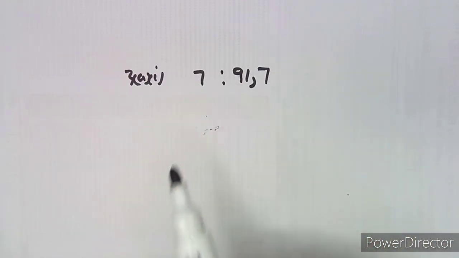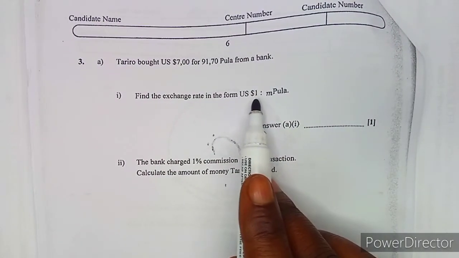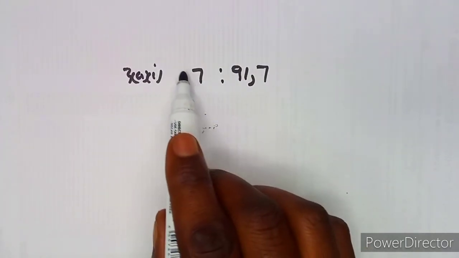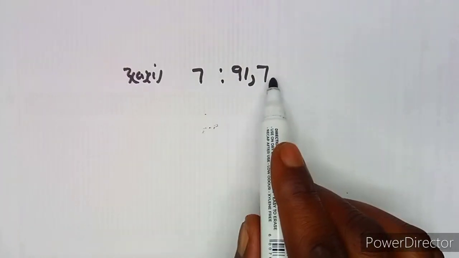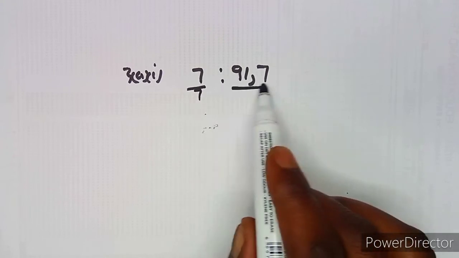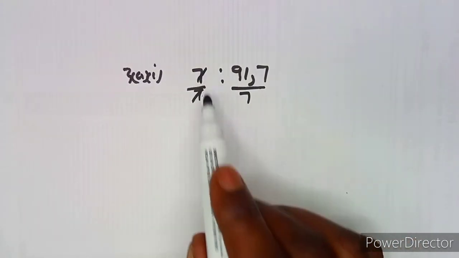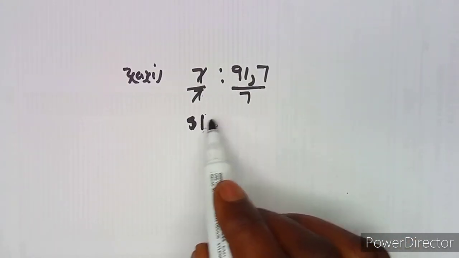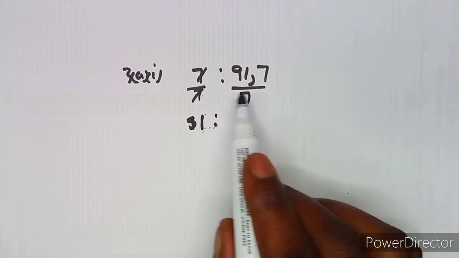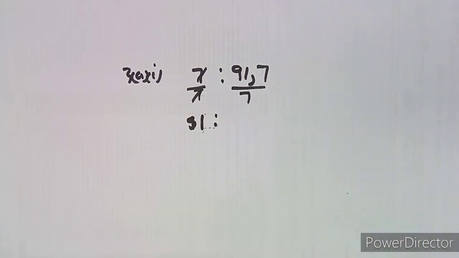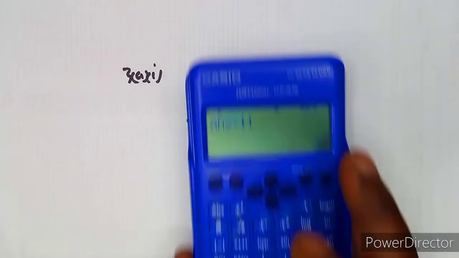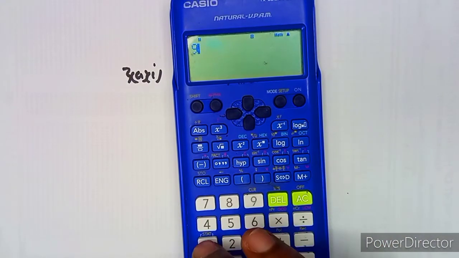So in order for you to find this in the form 1 is to something, because these are the dollars in this case, we are referring to dollars, and these are the pula. So you just divide by 7 by 7. So the moment you divide by 7, you are going to obtain $1 is to how many pula. In this case, we are going to divide. So this is paper 2, guys. Like I said, just divide, and as you can see, it's 1 mark also.